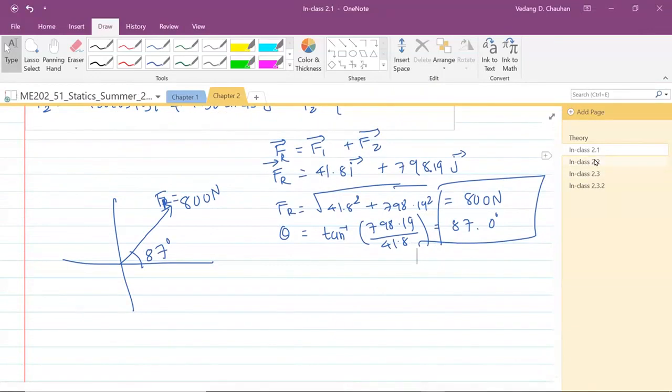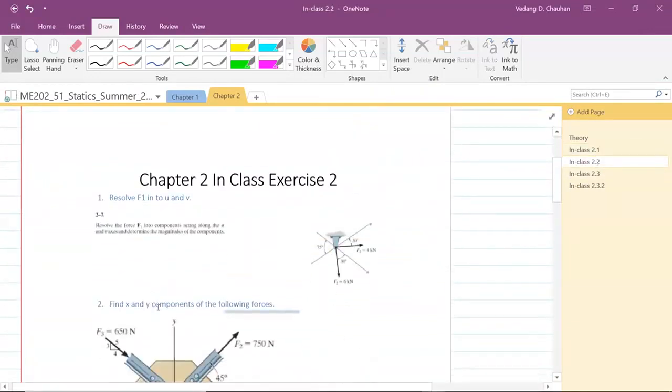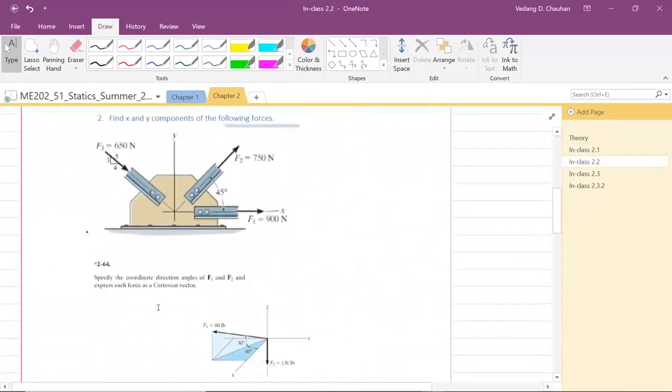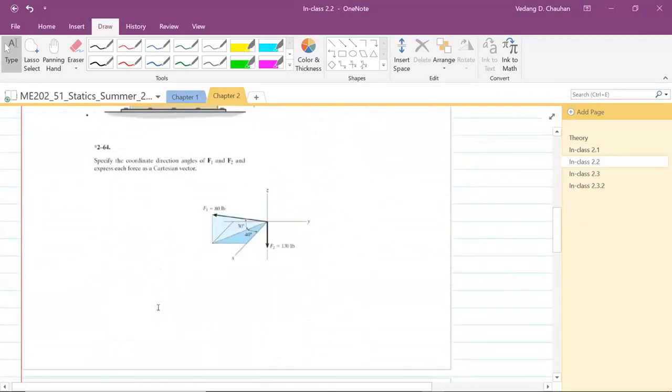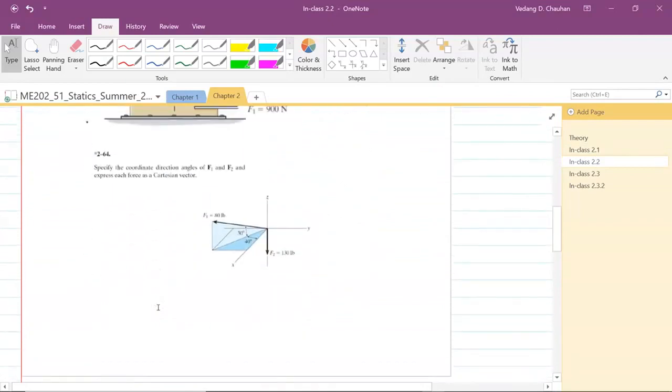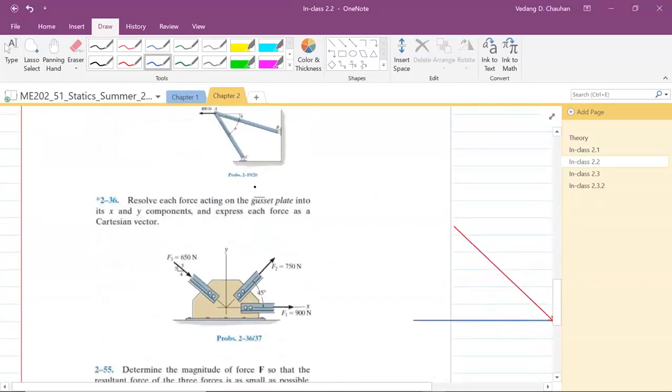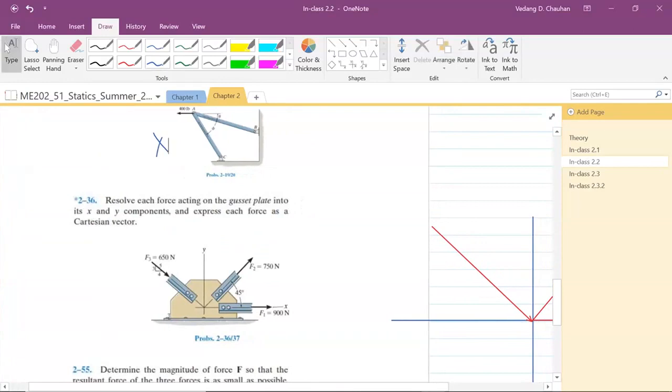Then we move on to in-class exercise 2. So these are the different problems of in-class exercise 2. We will focus only on one of the problems. By the way, don't focus on this for now because it's a three-dimension problem. We will talk about that later. You can also skip this part. Let's focus on this one.